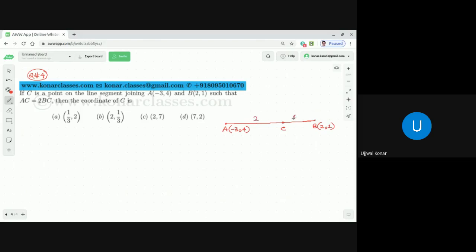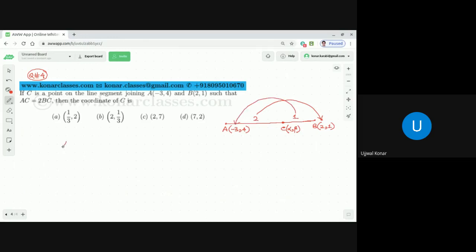Correct, dear students? So I was telling you to use the distance formula, but better than the distance formula is to use the internal section formula. We need to find the coordinate of C, right? Let's assume the coordinate of the point C be (alpha, beta). Now using the internal section formula, we can easily find the value of alpha and beta. As you know, dear students, 2 should be associated with the coordinates of the point B, and 1 should be associated with the coordinates of the point A.